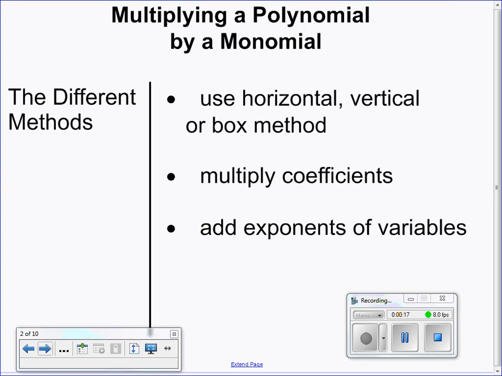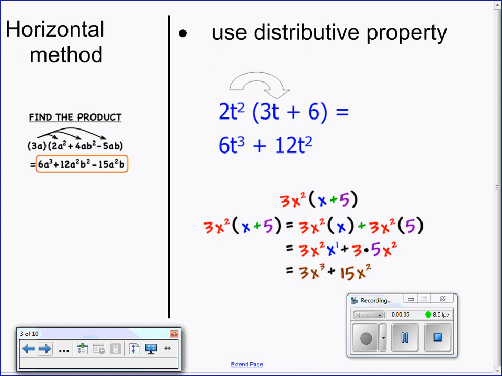There are different methods when it comes to multiplying polynomials. The three that we're going to look at are the horizontal, the vertical, and the box methods. Important to note that in all three methods, when you're multiplying, you multiply the coefficients and then you add the exponents on the variables, remembering our rules for exponents.